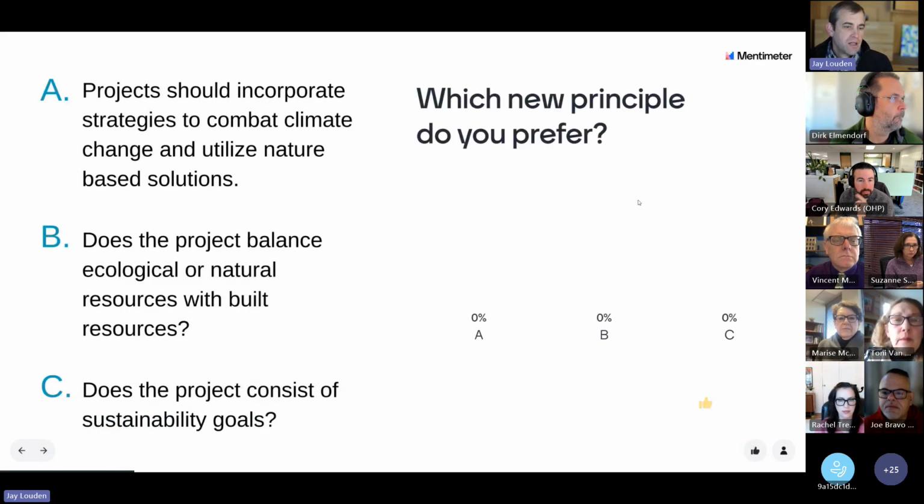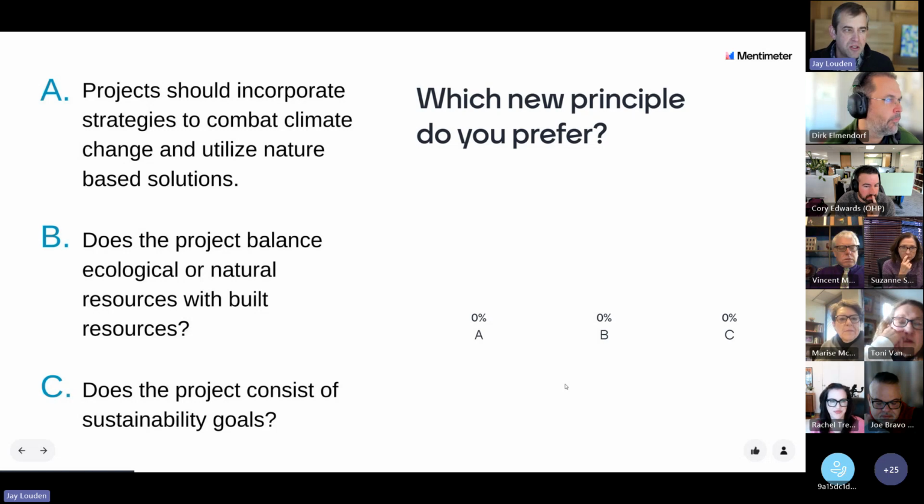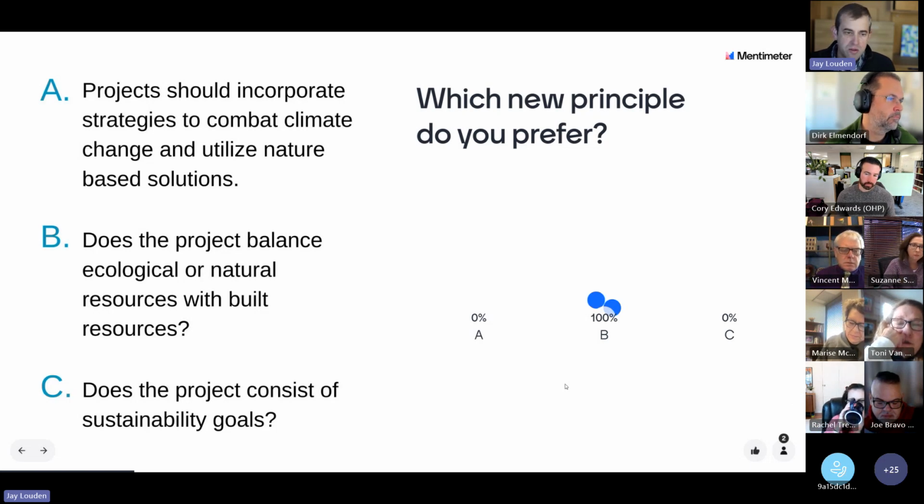Okay. So we've got 3 proposed new principles from different groups, which seem to talk about very similar things. And so we've got 3 slightly different wordings here, all of which are trying to get at the same thing. And so we're going to ask this as an A, B, or C option. Option A, projects should incorporate strategies to combat climate change and utilize nature-based solutions. Option B, does the project balance ecological or natural resources with built resources? And then option C, does the project consist of sustainability goals? Or I might say include sustainability goals.